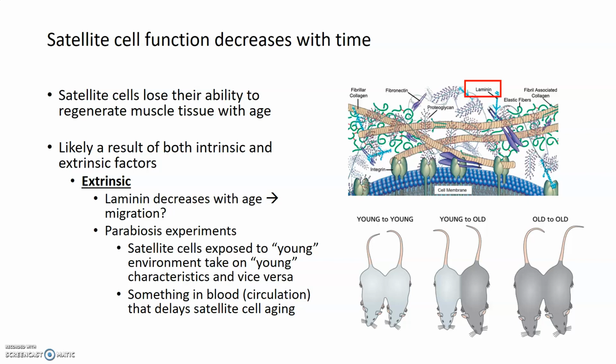Overall, we know that satellite cells decrease in their ability to work over time. They no longer can regenerate damaged muscle tissue. They can't generate new muscle fibers. That can be a result of intrinsic factors like a decreased ability to replicate, as well as extrinsic factors like a decreased ability to migrate to the site where they would need to repair or generate tissue.